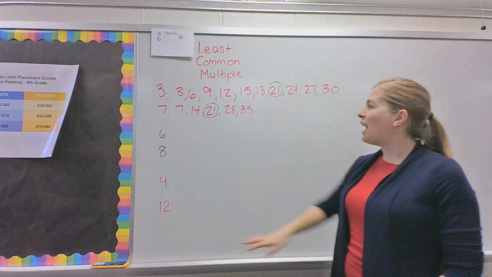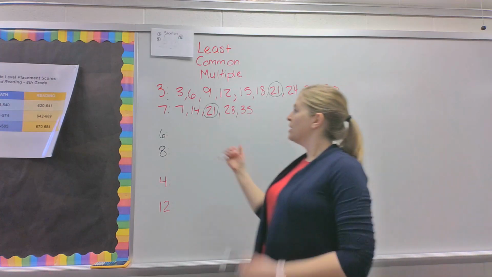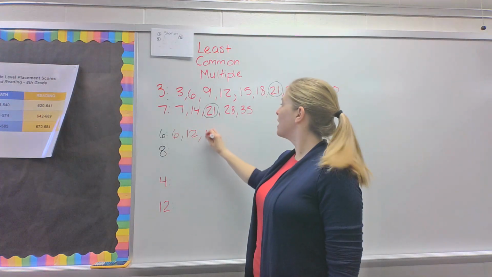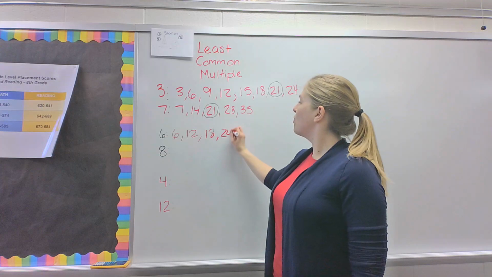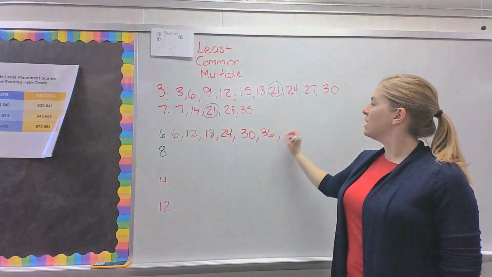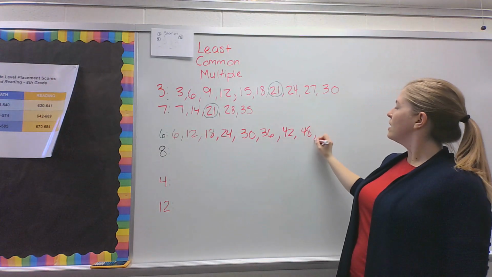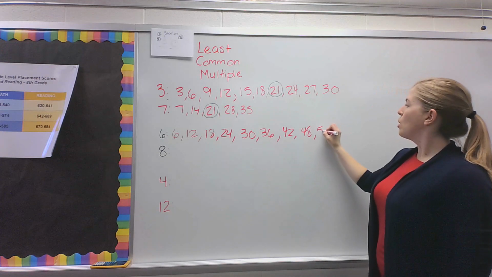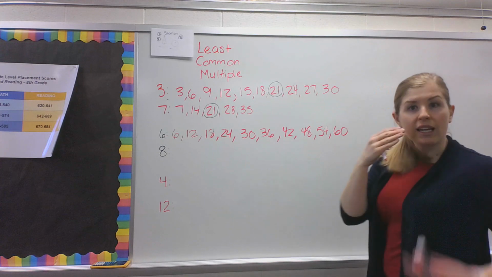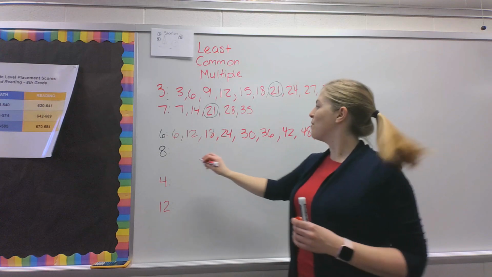Sometimes that happens. We have 6 and 8. Let's try to find the least common multiple of 6 and 8. 6 times 1. 6 times 2. 6 times 3. 6 times 4. 6 times 5. 6 times 6. 6 times 7. 6 times 8. 6 times 9. And 6 times 10.